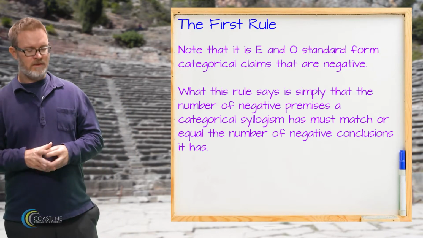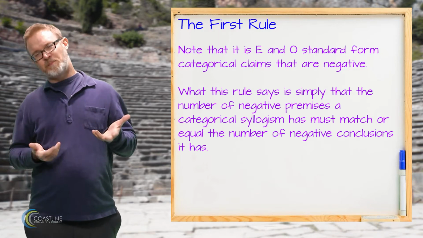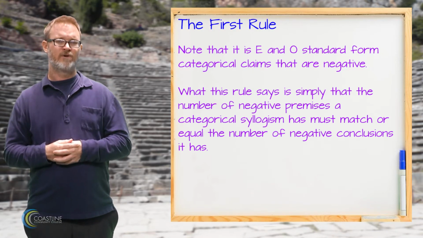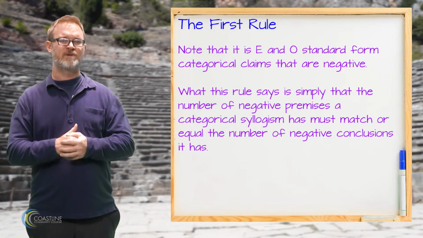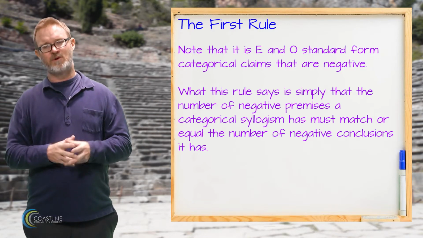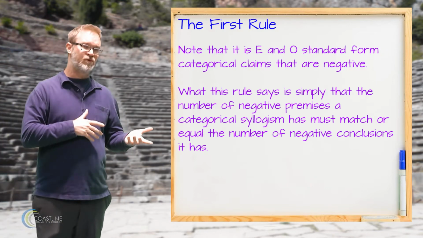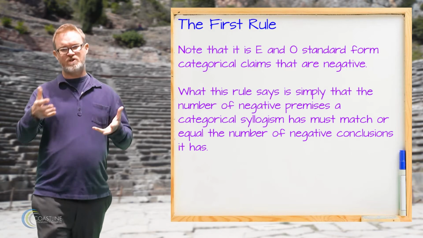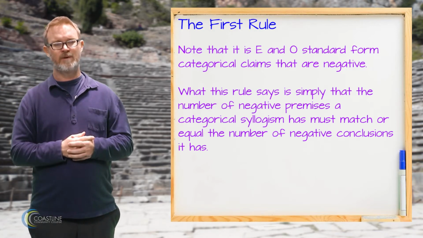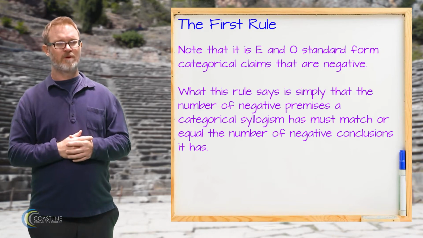And then lastly, obviously, if none of the premises are negative, the conclusion would have to be affirmative as well. So if you have, say, two A claims in the premises, you'd have to have an A or an I claim in the conclusion for Rule 1 to pass. Okay, so that is the first rule. And for me, I always check that rule first because it is the simplest rule to understand. The second and third are, I would say, a bit more complex.